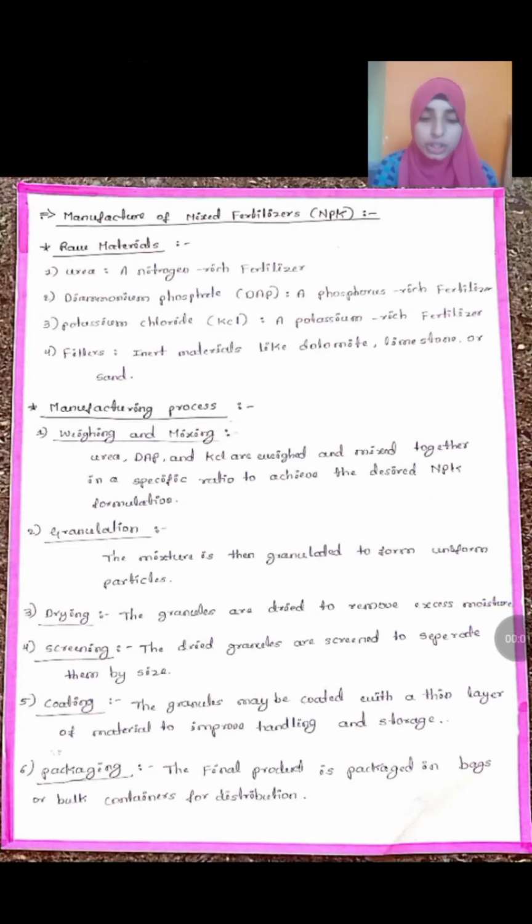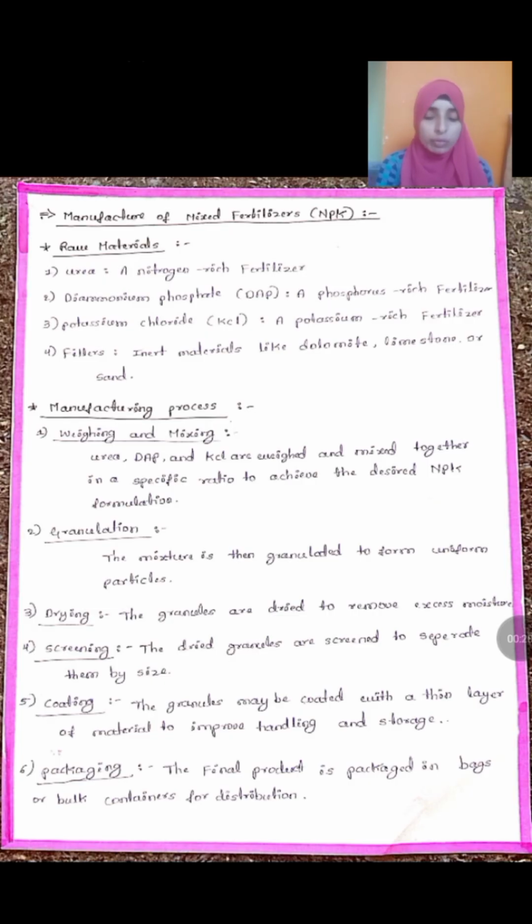Discussing the manufacture of mixed fertilizer NPK. Raw materials. There are four raw materials. First one is urea, second one is diammonium phosphate, third one is potassium chloride, fourth one is fillers. Urea is a nitrogen rich fertilizer. Diammonium phosphate is also a rich fertilizer. Potassium chloride is also a rich fertilizer. Fillers are inert materials like dolomite, limestone or sand.